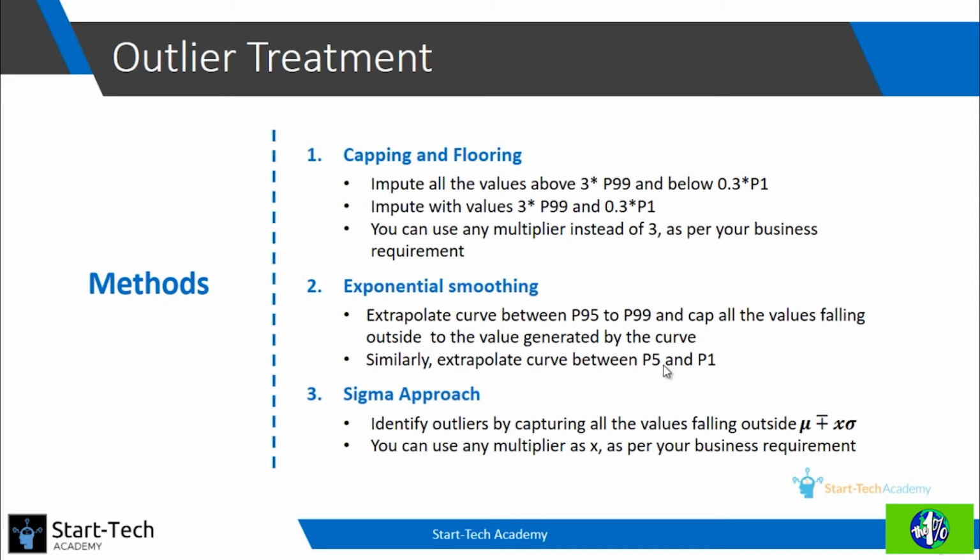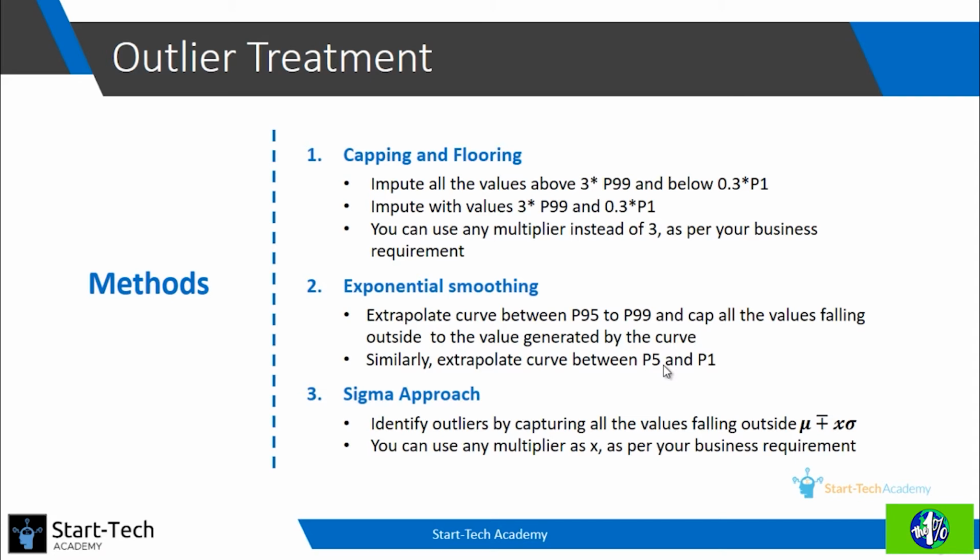Usually we assign a value such as 3 times the 99th percentile value. This multiplier of 3 is a personal choice. Similarly, for the lower limit, we can use the first percentile value and a multiplier of 0.3.